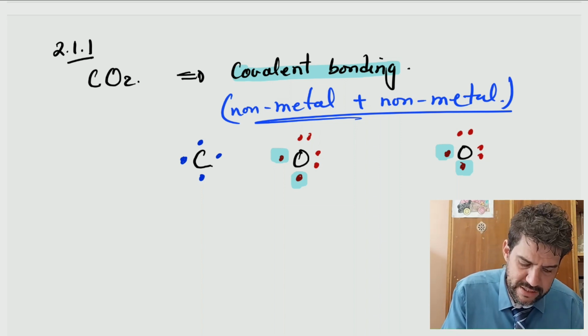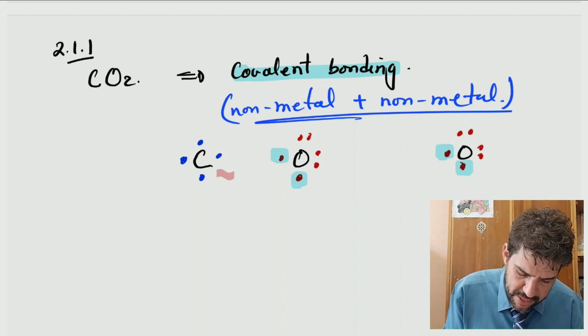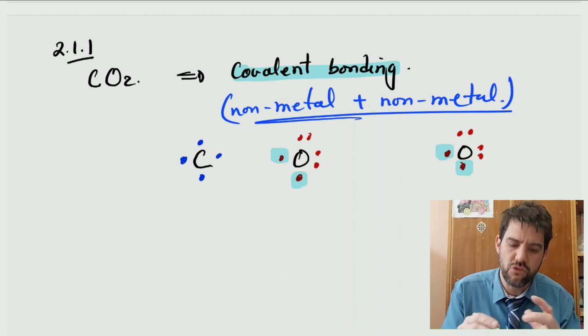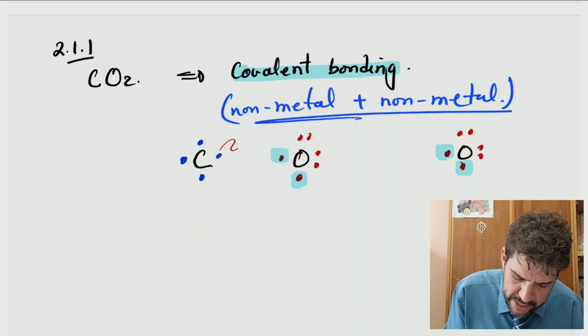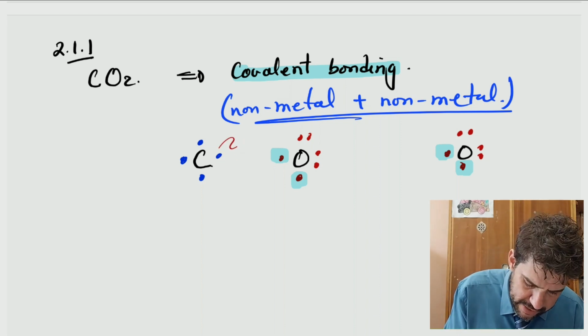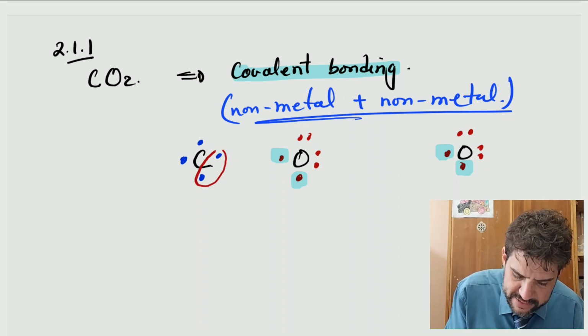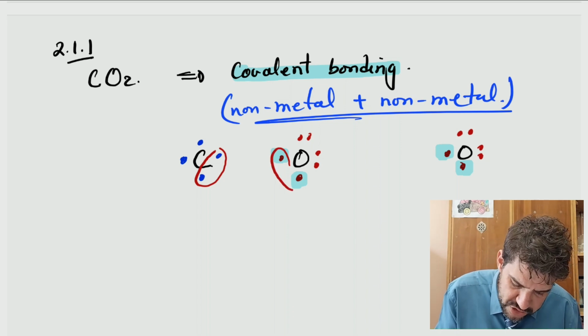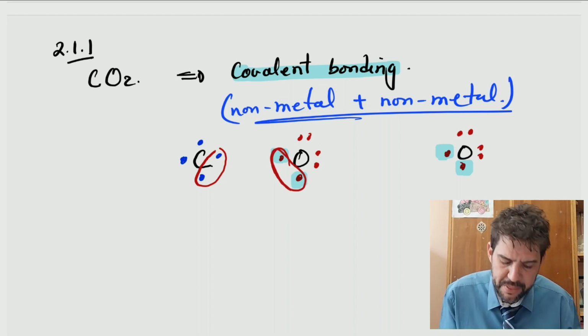Well, what is going to happen here? The carbon will have 2 electrons that are going to move together. So these 2 valence electrons will be moved so it can share these 2 of oxygen. So each of them are going to share those.